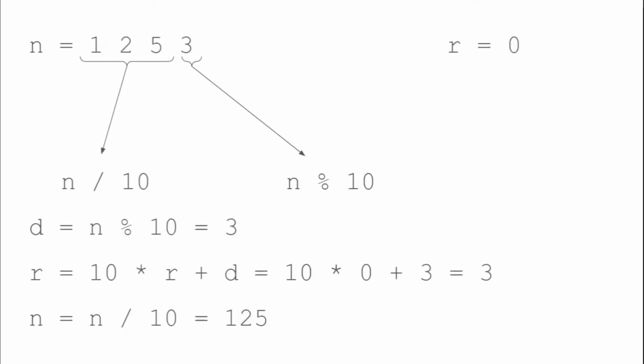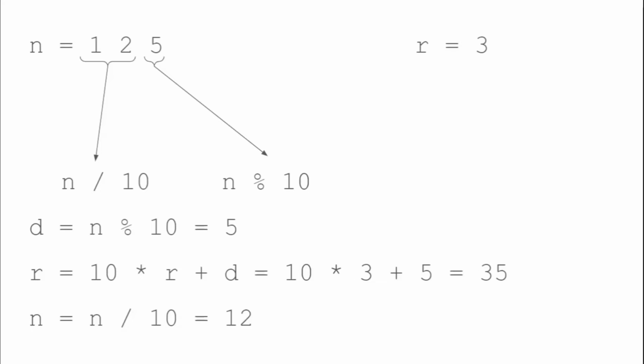Now we need to append this digit d to r. For that, first we need to multiply r by 10 and then we will add d. So r will be 10 times r plus d, which will be 3. So the new value of r is 3 and the new value of n will be n divided by 10, which is 125. That means we have taken the rightmost digit of n and we put it at the leftmost position of r. Now n is 125.